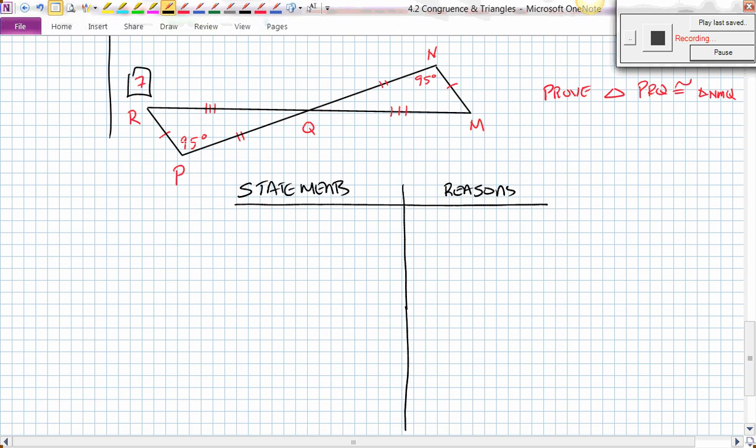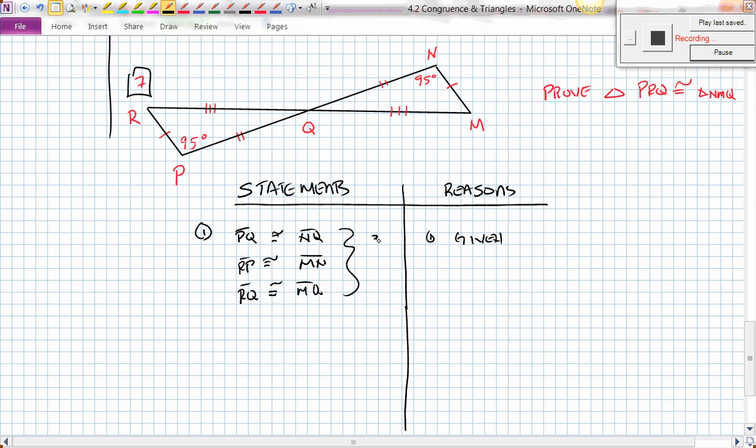Okay, I've set up my 2-column proof here for you. So step number 1, look at the diagram. I can see a lot of things. I can say that PQ is congruent to NQ. I know that RP is congruent to MN. And I also know that RQ is congruent to MQ. And all of that has been given to me from the diagram. And all 3 of these are sides. Would you guys agree with that? So I have shown that all 3 sides are congruent in my proof.